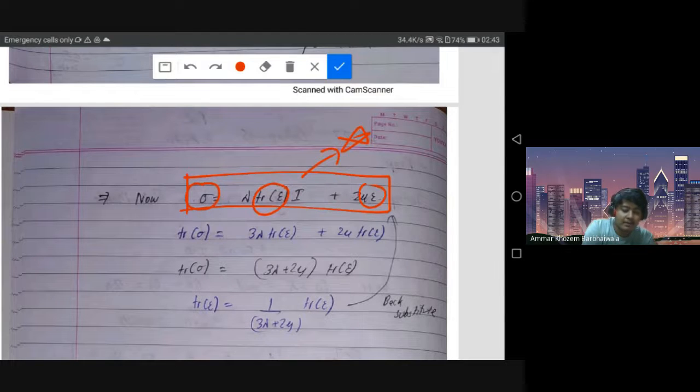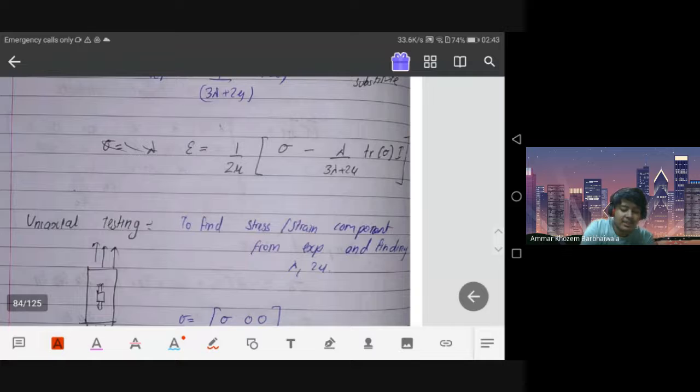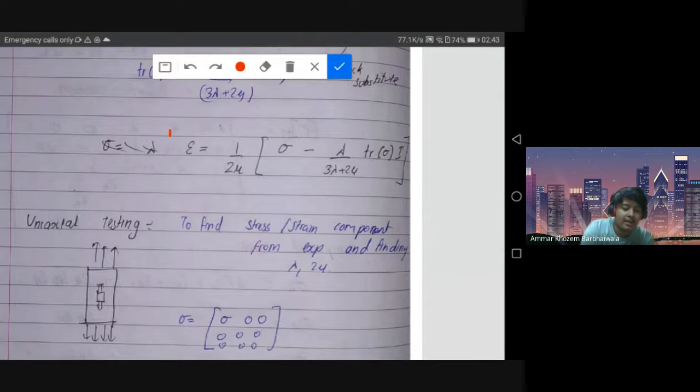So basically what we can do now is write sigma in terms of epsilon, right? We can also write epsilon in terms of sigma by relating the trace of epsilon and lambda. So this is epsilon written in terms of the stress tensor sigma.